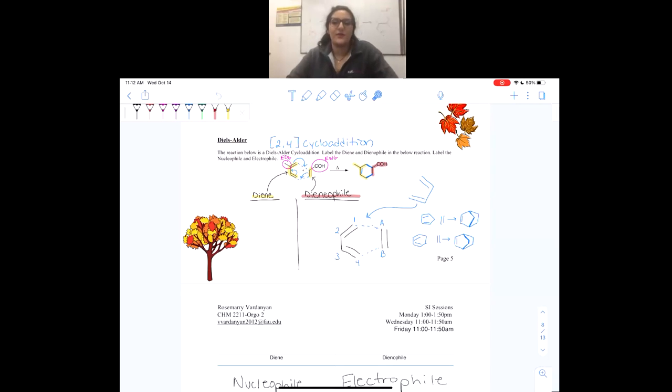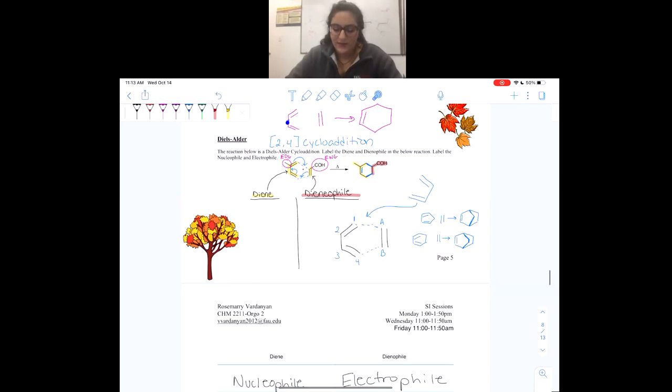So going back to review, what we've already covered is that a Diels-Alder reaction is also called a 2,4 cycloaddition. The reason it is called that is because the general reaction mechanism is between a diene that has 4 pi electrons and a dienophile that contributes 2 pi electrons. And we end up forming a 6-membered ring with a double bond in between where the double bonds used to be.